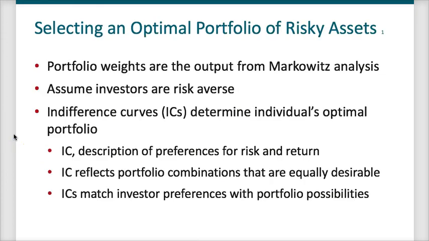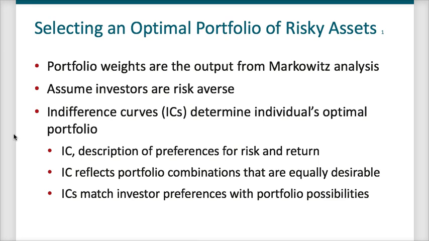Okay, so you're selecting an optimal portfolio of risky assets. So now the Markowitz analysis will help to create portfolio weights. And so those are a natural output of the Markowitz analysis. So we have to assume here that investors are risk averse. So that's what an investor should be. They should be risk averse. So we're going to assume that common sense logic is going to hold in this example.